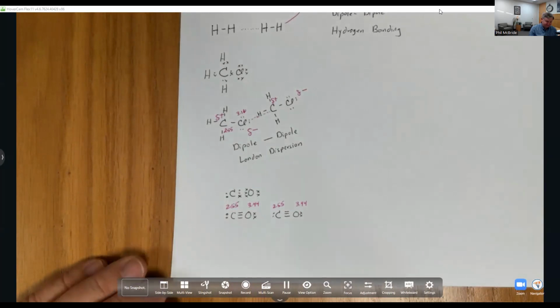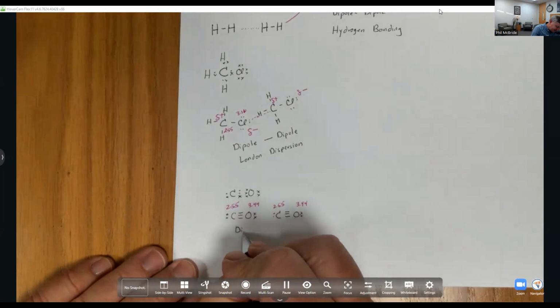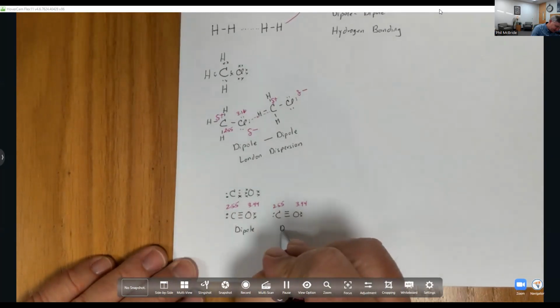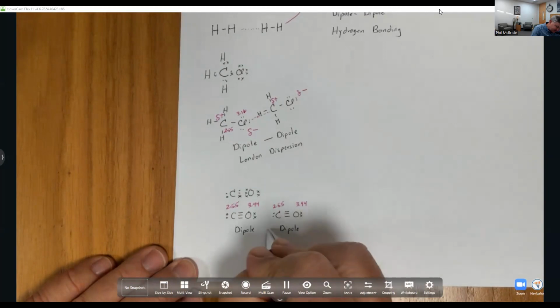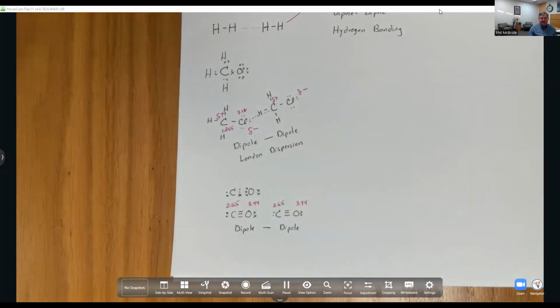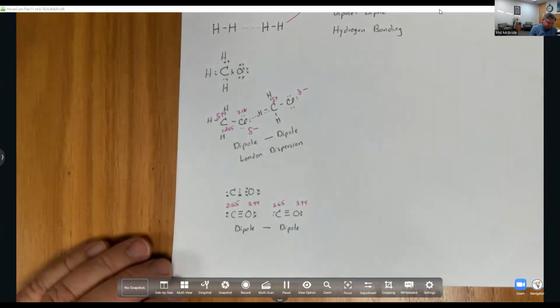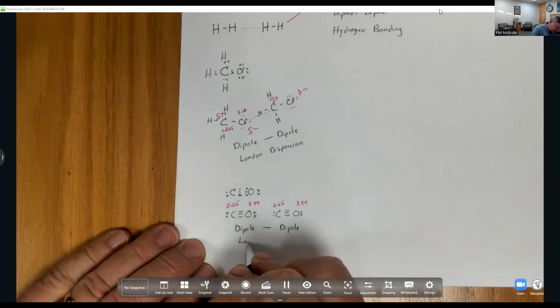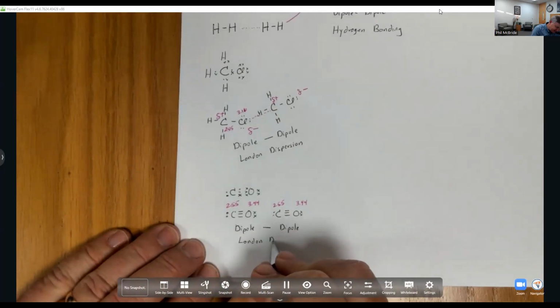Okay, so if this one has a dipole, it's the same molecule, so this one must also have a dipole. So this one is dipole-dipole. And of course, everything is also London dispersion.